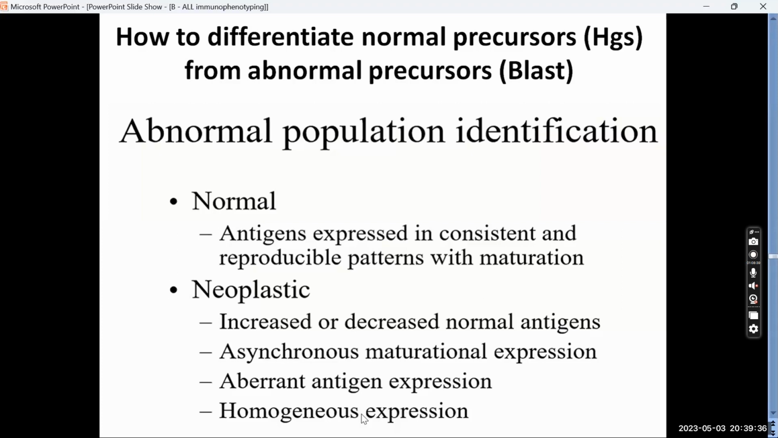Normally in hematopoiesis, you find a maturation pattern happening. That is, cells start moving from one stage to another. Whereas in ALL, there is a maturation error. So you find a bulk of disease without that maturation pattern. Okay, I'll show you the images.